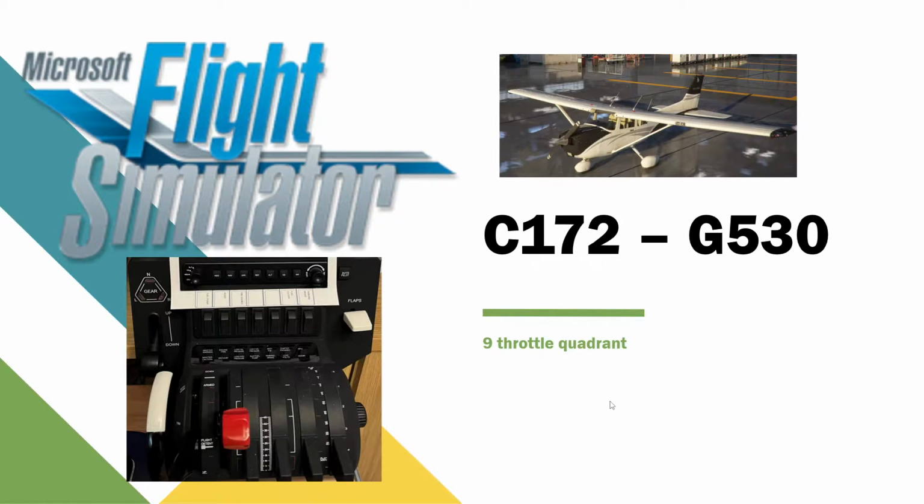Hi everybody, welcome to video number 9, setting up my Cessna 172, the steam gauge version, using Axis and Ohs, and this time using my throttle quadrant. It's the Honeycomb throttle quadrant, which I hate saying.